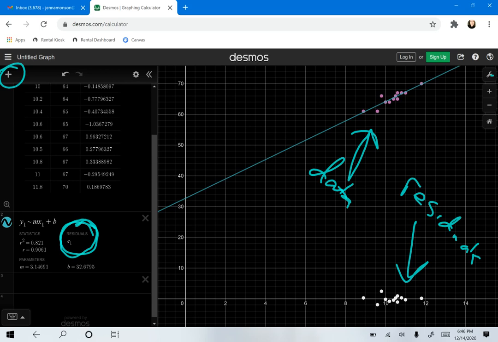For every 1 inch our shoe length increases, so on the x-axis, the height will typically increase by 3.15 inches. Okay, so that's how we would interpret the slope here. Now, the y-intercept really wouldn't make sense to interpret because it would mean a shoe length of 0 inches. And if you have a shoe length of 0 inches, there just isn't a shoe, right? The shoe doesn't exist. So the y-intercept doesn't really make sense to interpret in this particular situation.